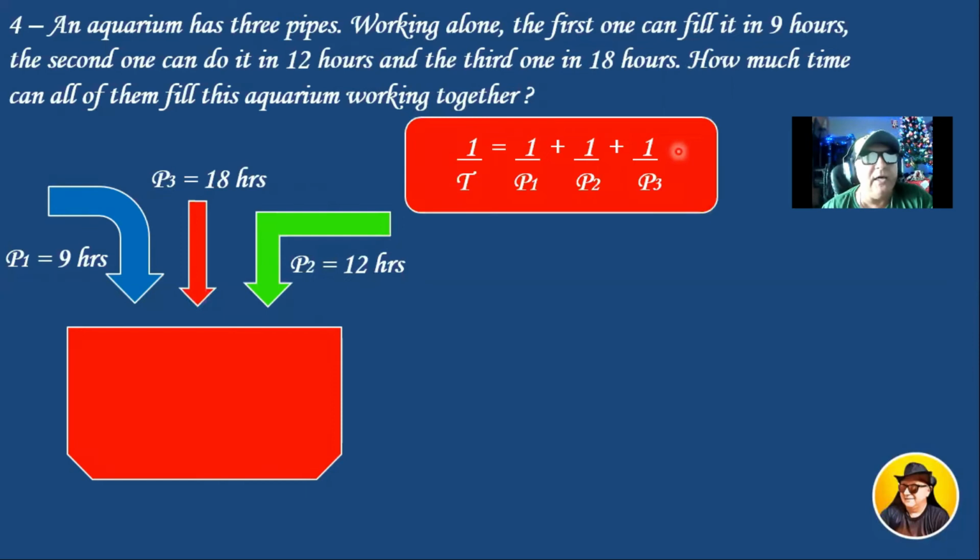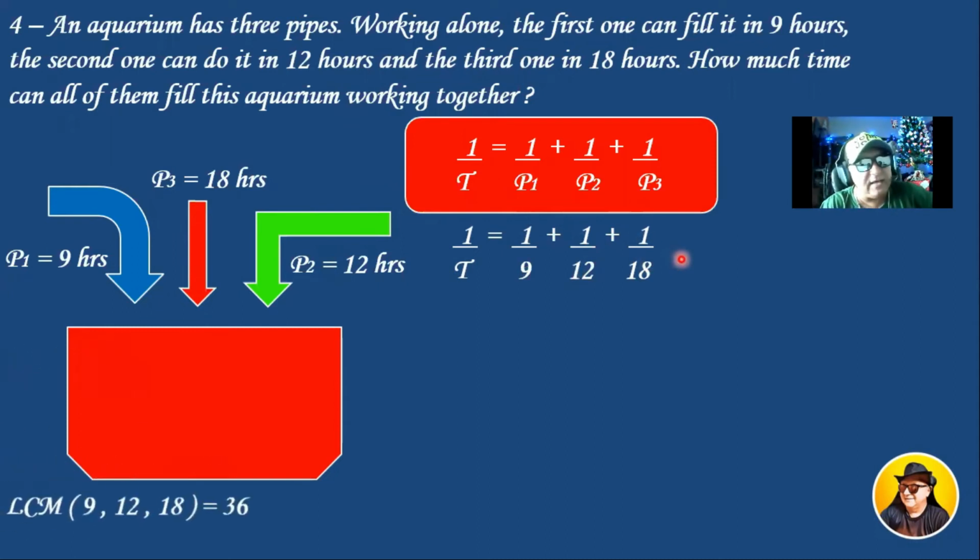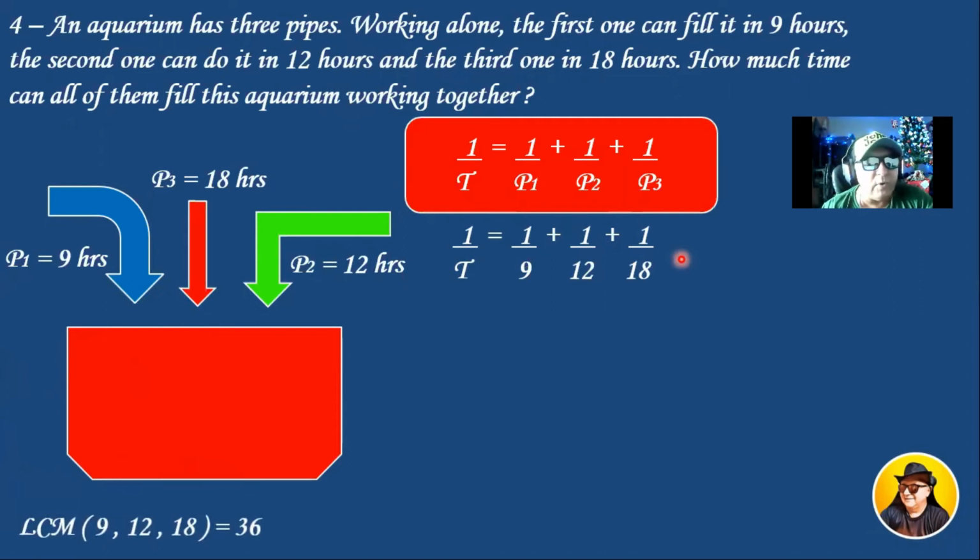Well, let's replace the values. Pipe 1, 9. Pipe 2, 12. Pipe 3, 18. So I have 1 over T is 1 over 9 plus 1 over 12 plus 1 over 18. Okay, let's calculate the LCM of 9, 12, and 18. That's going to be 36. Okay, now I'm going to write this way. And now let's calculate the numerators. Divide and multiply. Always like this.